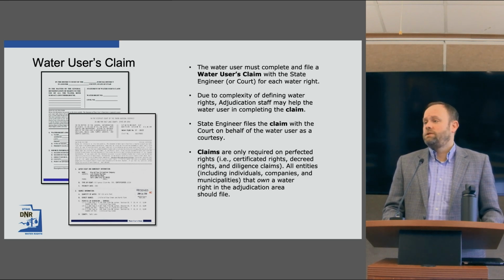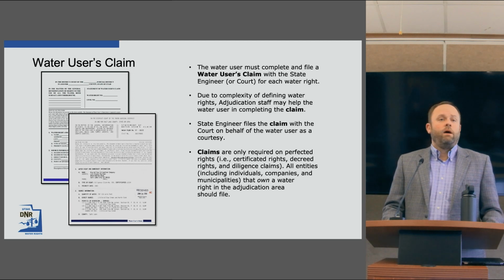When we send out the notice to file claims at the beginning of that 90-day period, we also include a water user claim in that mailer. If you are a known water right holder, then that water user claim will be partially completed. It will look like the database, and you may only need to sign that water user claim and return it to us. If you are not a water right holder of record, then you'll receive a blank water user claim in the mail, and you would need to complete that water user claim and send it to us.